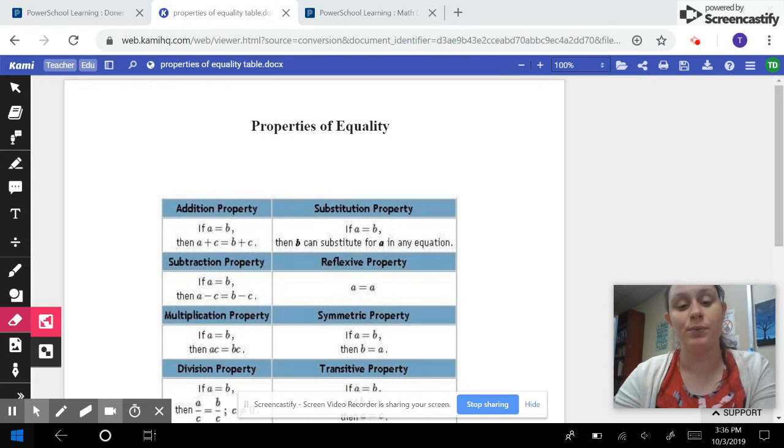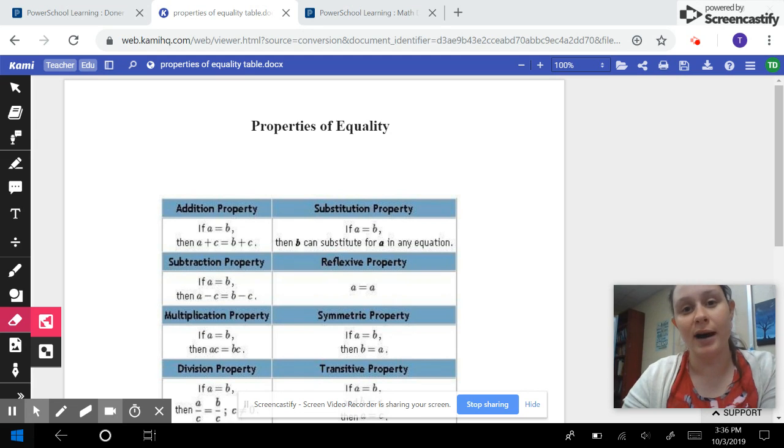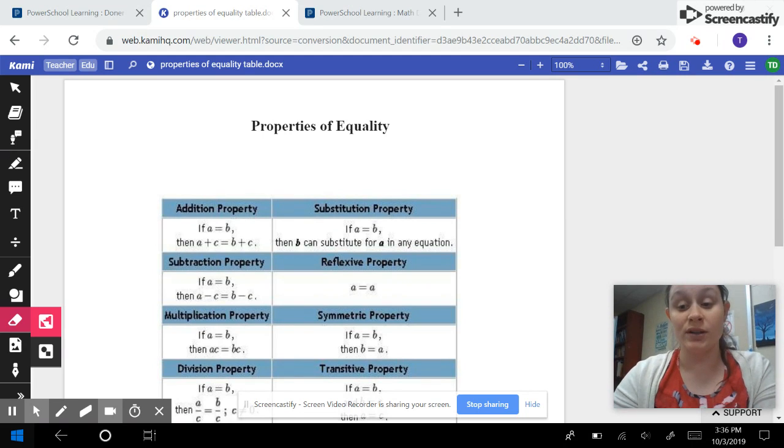Today we are going to be talking about the different properties of equality. We often use these in proofs, and to be able to use them we need to know what they are. So that's what we're going to go over today.